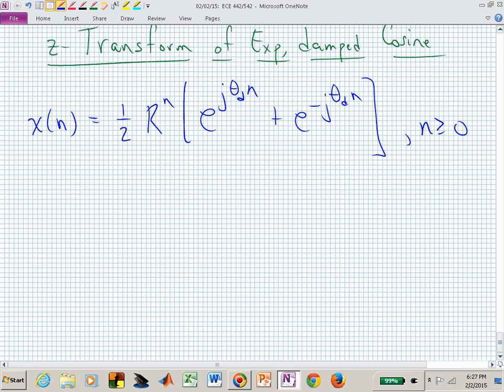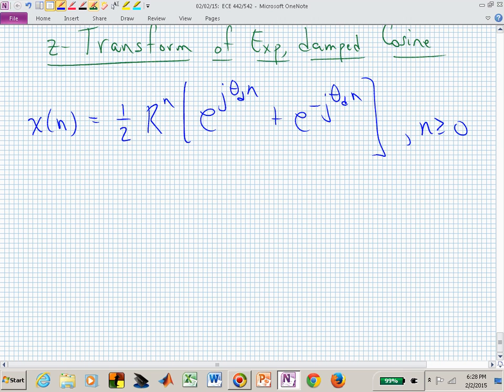That's one way to parameterize this exponentially damped cosine. And that's somewhere up in that derivation, a way to write it this way. Let's now find the Z-transform of that time domain waveform.